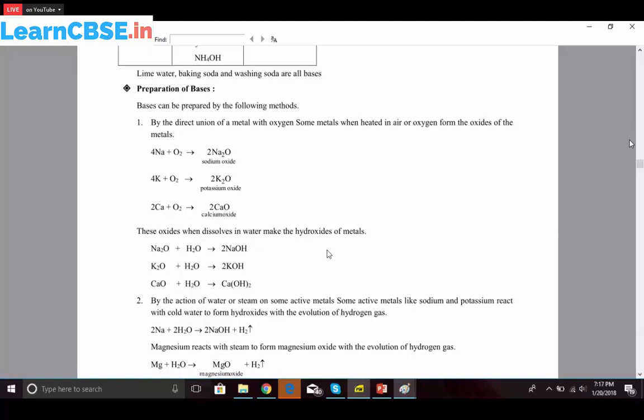Okay, how can we prove that these oxides are bases? Whatever oxide it produces, we have to dissolve in the water. So Na2O, when it dissolves in the water, forms NaOH, the hydroxide of the metal. Then K2O, when it dissolves in the water, forms KOH. Calcium oxide, when it dissolves in the water, produces Ca(OH)2.